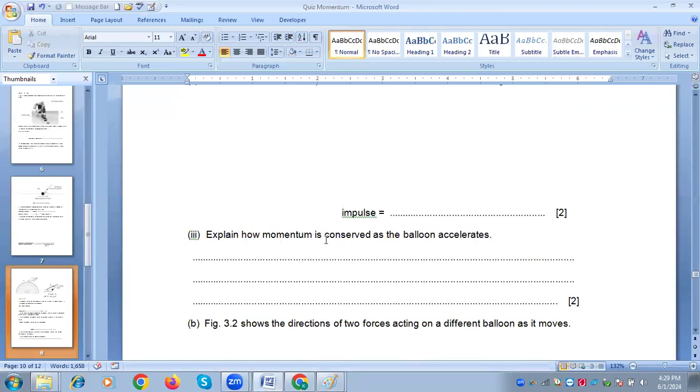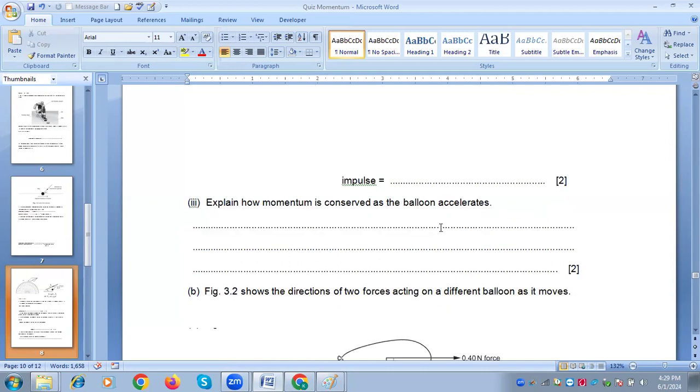Explain how the momentum is conserved as the balloon accelerates. Since the balloon gains momentum in the forward direction, air moves in the opposite direction. Air is propelled in the opposite direction, so air gains momentum in the opposite direction. Total momentum of air will be opposite to the total momentum of the balloon, and that will be the same. Gain in momentum of air is equal to gain in momentum of balloon.